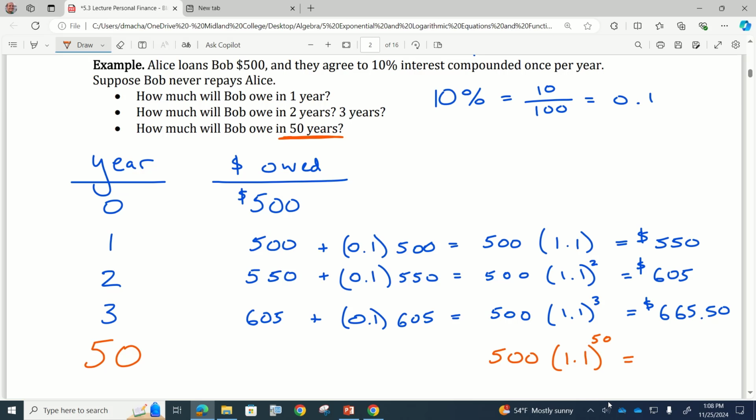This would be a test question where you want to have your TI-30 calculator ready so you can punch buttons. Definitely want to bring your calculator for the next test. Anybody bring it today?